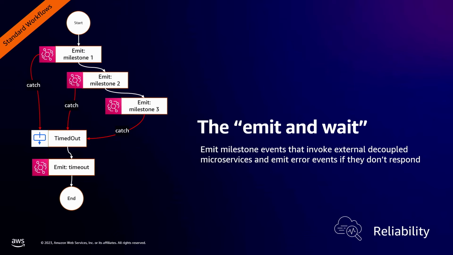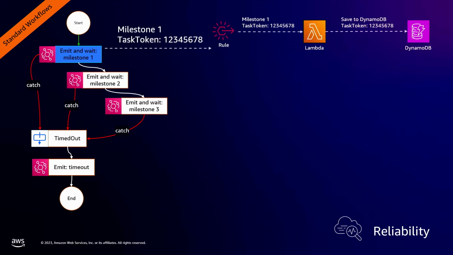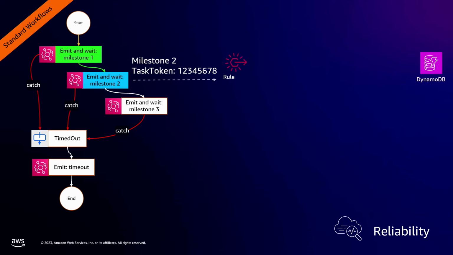It goes like this. I use the emit and wait pattern for milestone 1. It sends an event onto my Amazon EventBridge event bus, and along with that event, it sends this unique task token, which is generated by the step function service. I route that event to the microservice that handles milestone 1, but I also route my task token to some storage, like a DynamoDB table. When milestone 1 is finished running what it needs to run, it needs to grab that task token and call back to my step functions workflow and say, right, we're done, you can carry on to milestone 2. And the workflow will then unpause.